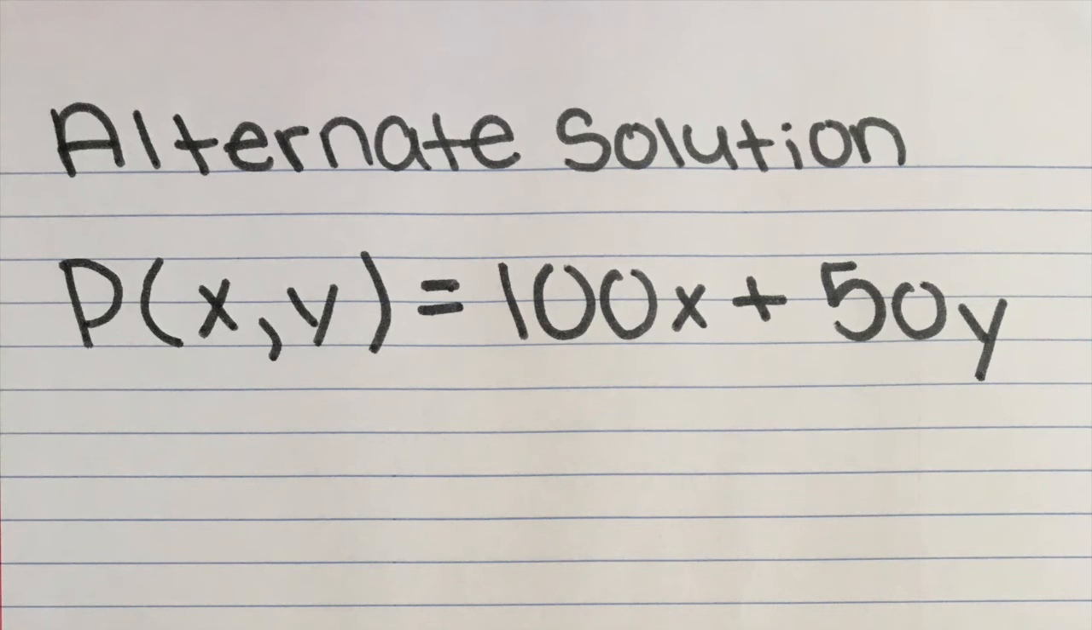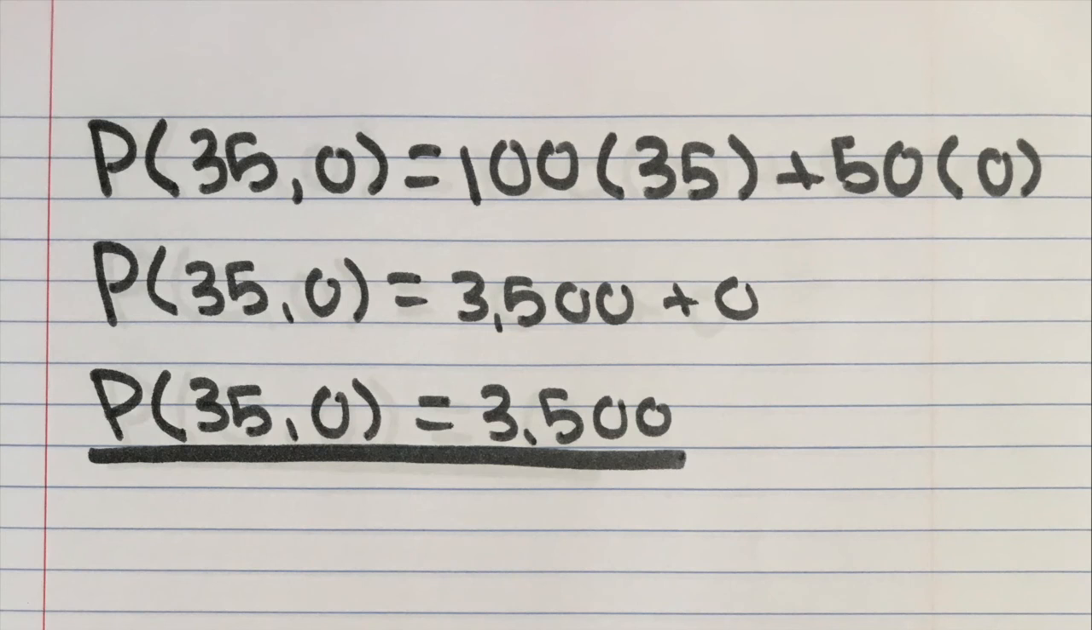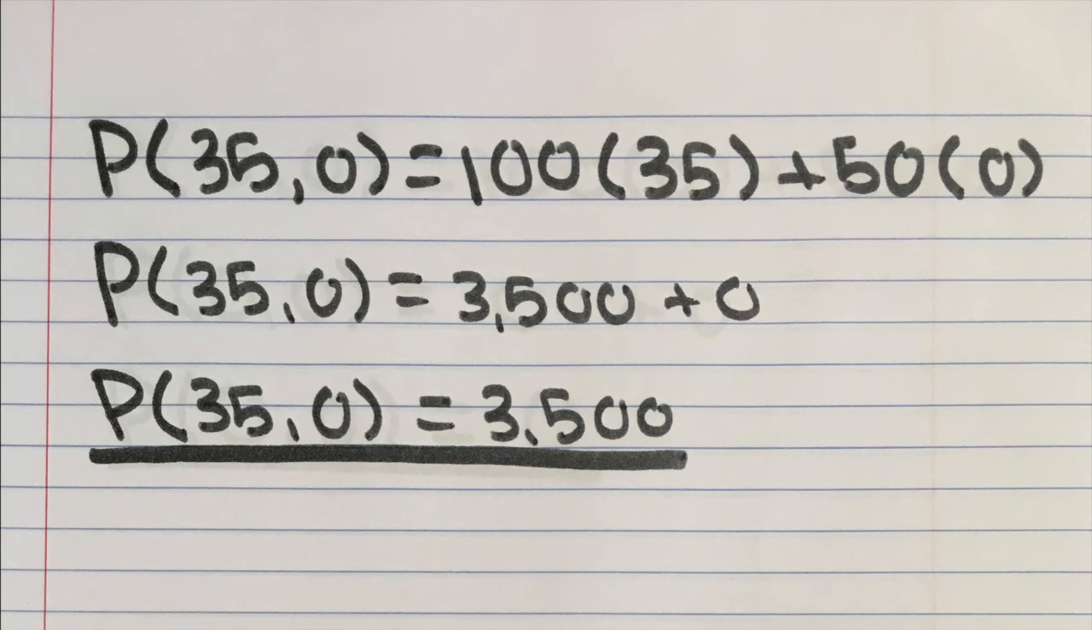For our alternate solution, we altered our objective function to P(x, y) equals 100x plus 50y. Now we use our new objective function to plug in our corner points to find how many of each model we need to sell to gain maximum profit. First, we plug in our point (35, 0) to get P(35, 0) equals 100 times 35 plus 50 times 0. We end up getting P(35, 0) equals $3,500.